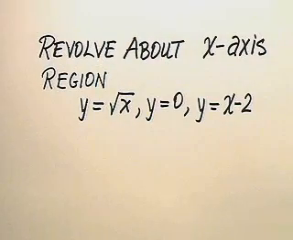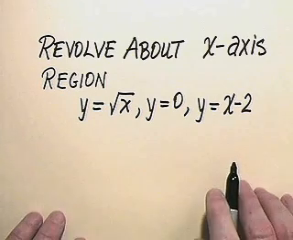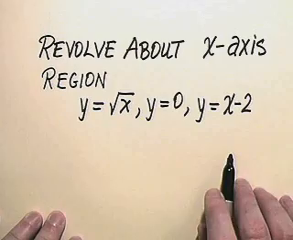Now let's find the volume of a solid of revolution where the region revolved has a boundary given by curves where it's not quite obvious where they intersect, so we'll have to look carefully to see what the region is. Here I want to revolve about the x-axis the region described by y equals square root of x, y equals 0, and y equals x minus 2.